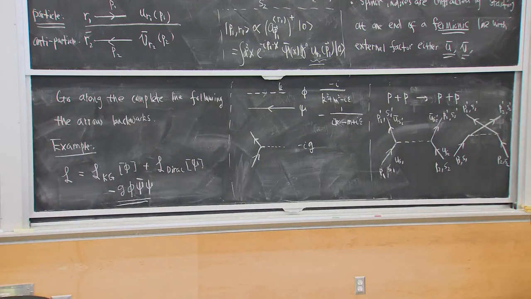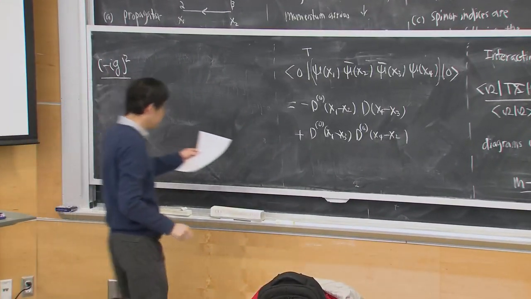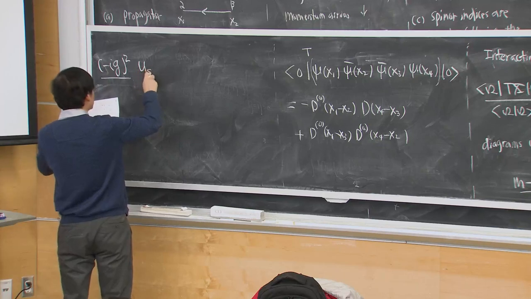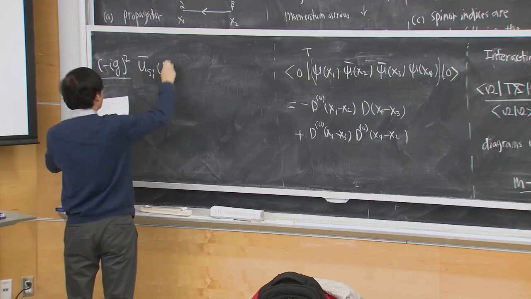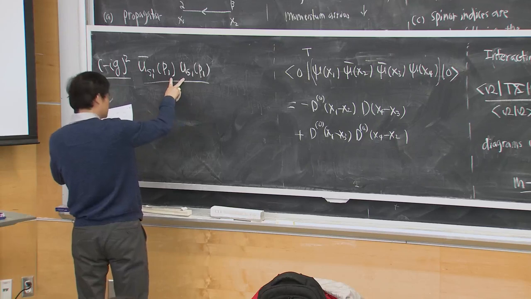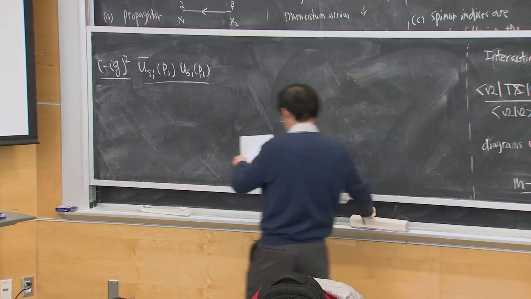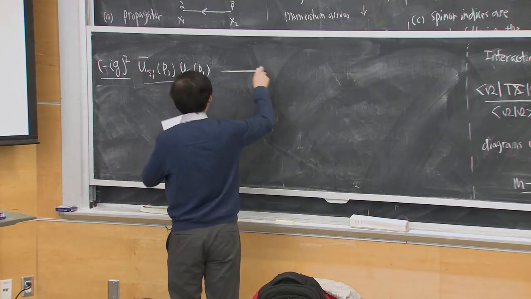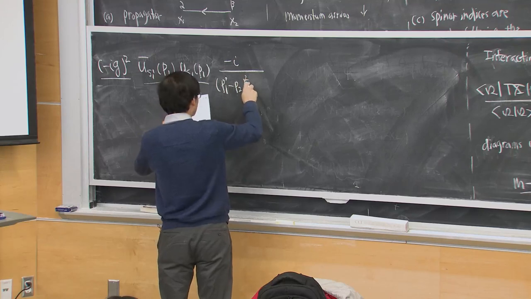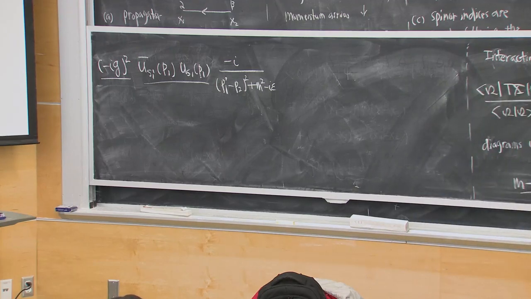So now we can just write it down very easily. We have minus iG squared corresponding to two vertices. And for the first fermionic line, for the first diagram, we have u S1 prime bar, P1 prime, and u S1, P1, and so this combines into a number. And now we have the propagator. The propagator is just a number, minus i over P1 prime minus P2 squared plus M squared minus i epsilon. In principle, they can have a different mass, for example here is M tilde.